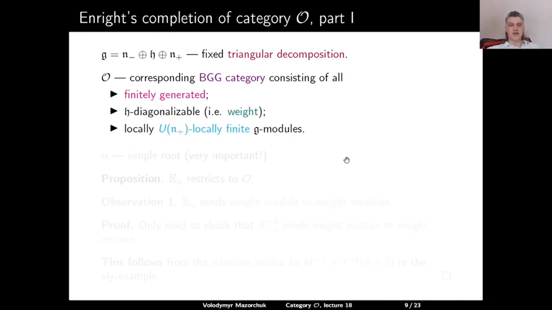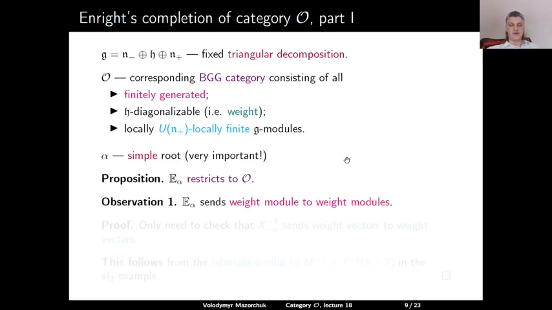So in order to be able to speak about Enright completion on category O, we need to fix a simple root alpha. For non-simple roots, the corresponding Enright completion does not preserve category O. So we will take a simple root alpha. And the claim which we want to discuss is that the corresponding Enright completion E alpha restricts to category O.